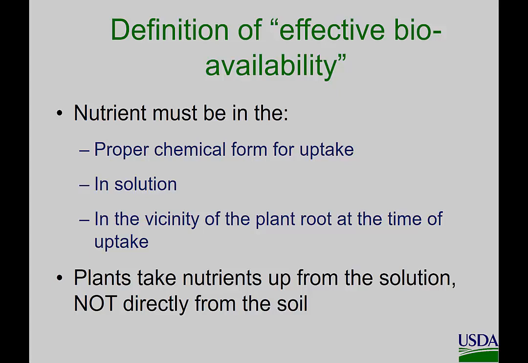So start out with a brief definition of effective bioavailability. For a nutrient to be effectively bioavailable, it must be in the proper chemical form for uptake. It must be dissolved in solution, and it must be in the vicinity of the plant root at the time of uptake. We need to keep in mind that nutrients are taken up by plants and organisms in solution, not directly from the soil.